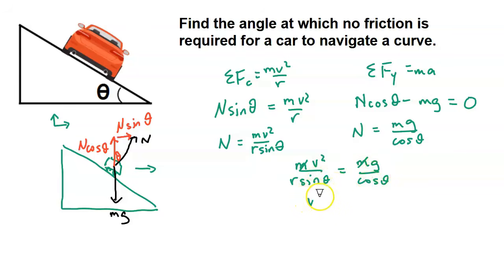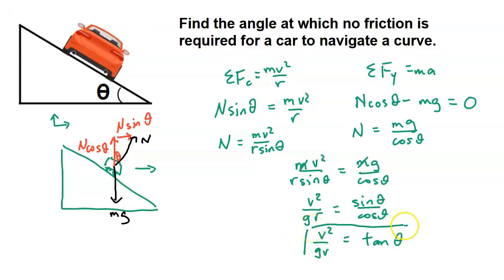Okay, so on the left-hand side, we have v squared over gr. On the right side, we have sine theta over cosine theta. Now sine theta over cosine theta is just tan theta. So tan theta is equal to v squared over gr. Okay, so this is the angle at which, if there's no friction, would be required in order for the car to navigate the curve.